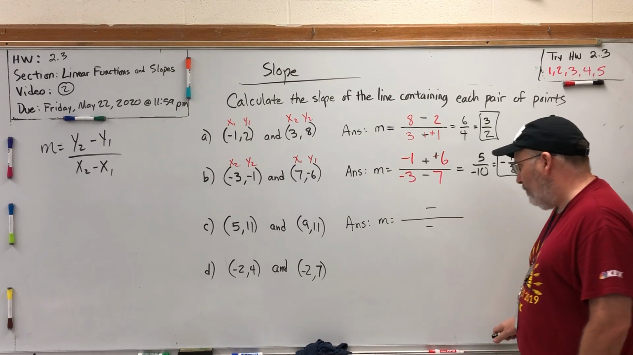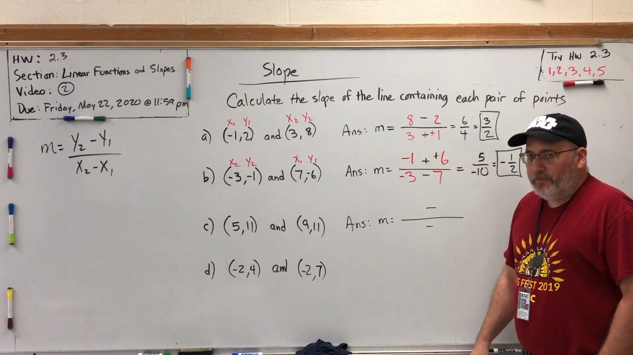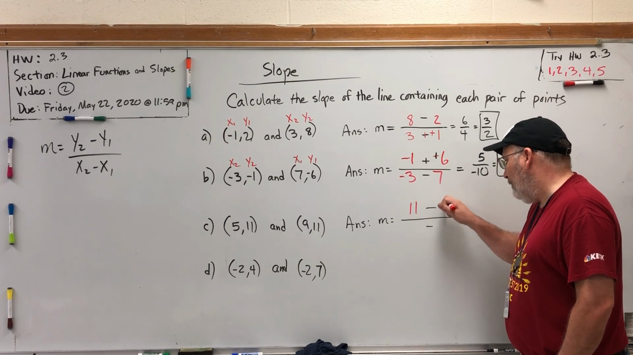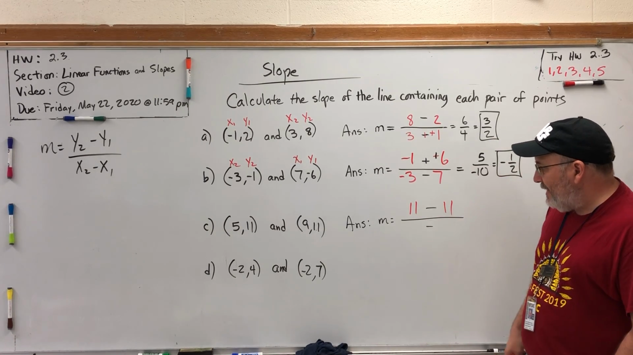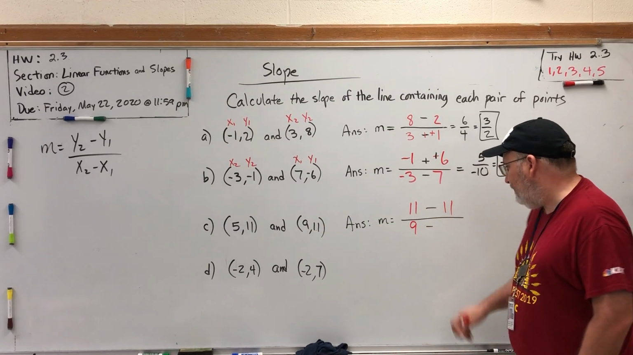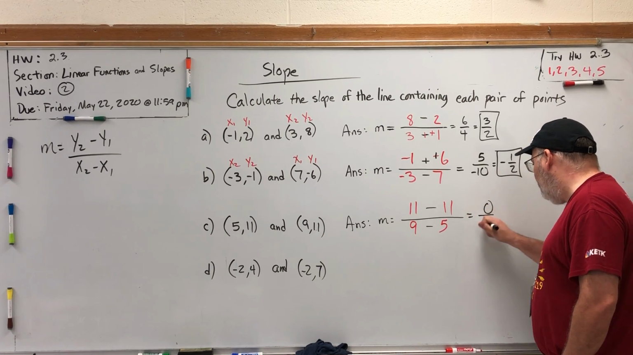Here's the structure of the formula. Let's just jump right to it. We'll put the second y here. Who's the second y? Actually, both y's are the same. They're both 11. But if we do second minus first, who's the second x? We'll say the 9 is the second x. First x is 5. Then we get 0 on top of 4.